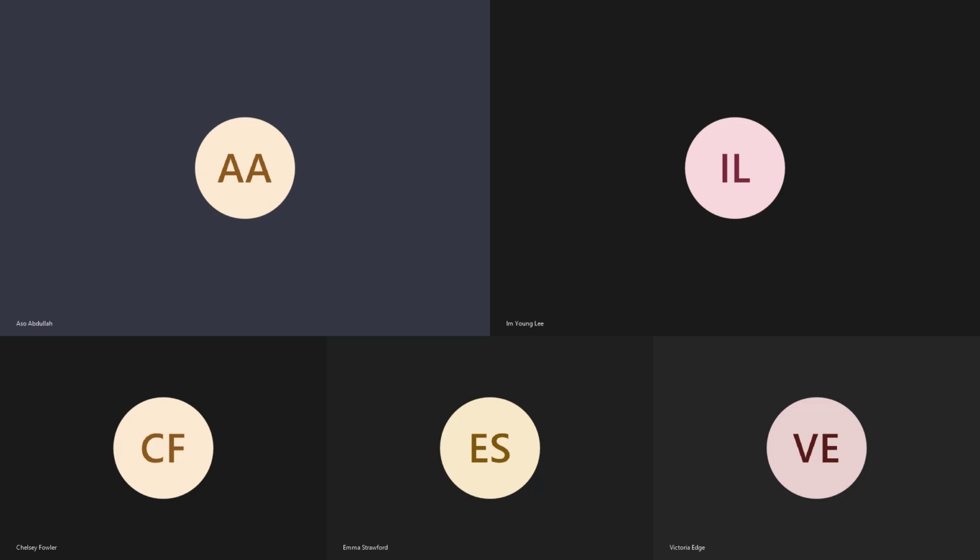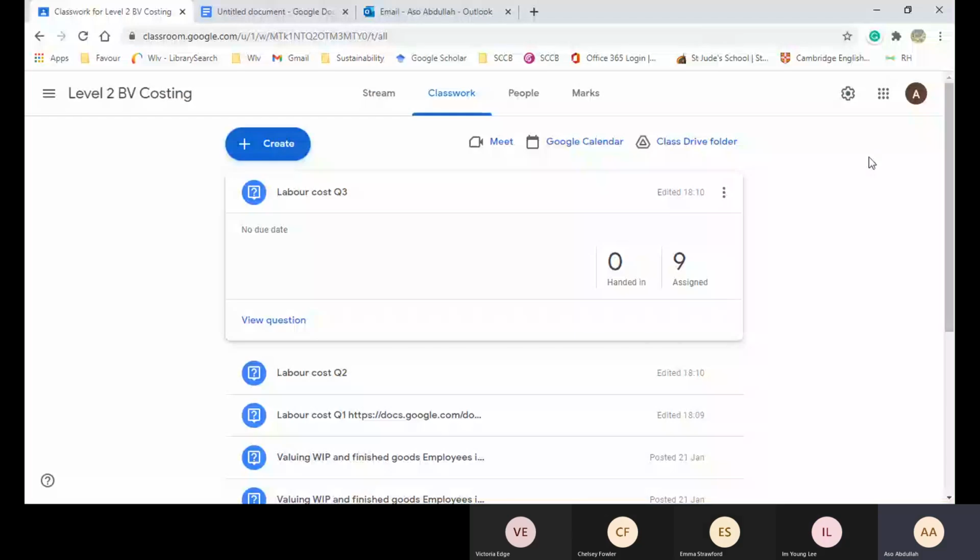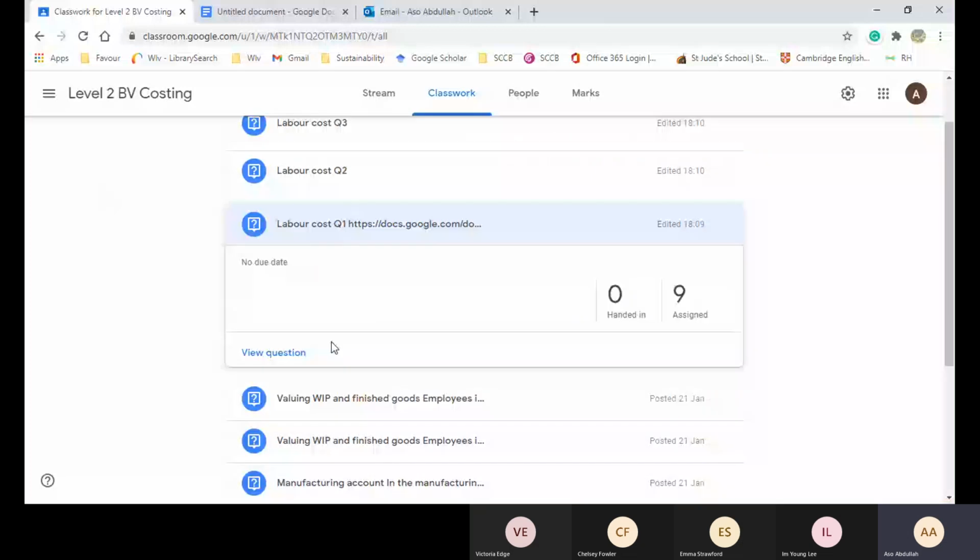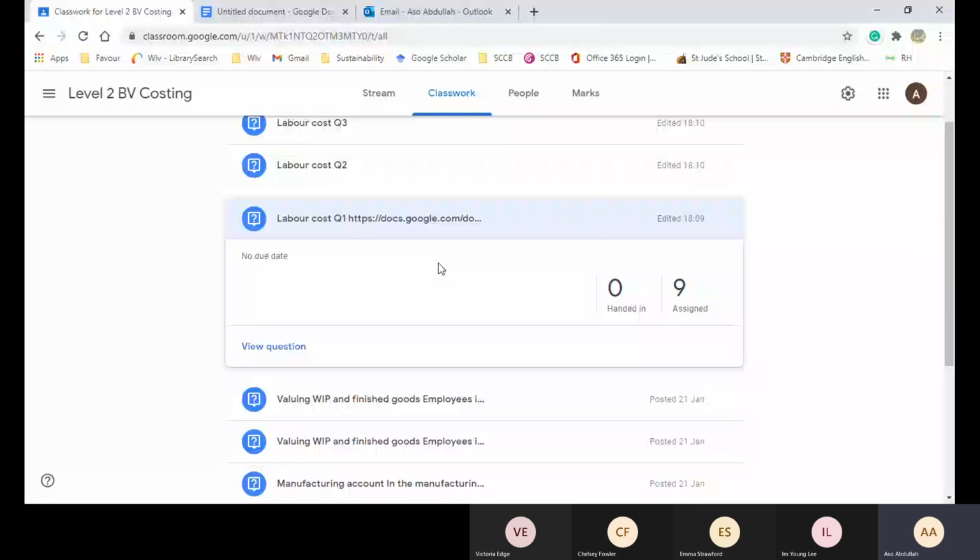Okay, so I will try it. If you just request access, then I will allow you to access the question. But I sent a link to everyone. So can you see my screen now? Are you able to see my screen? Yes. Okay, these are the questions. You need to go back to Google Classroom and click on costing.